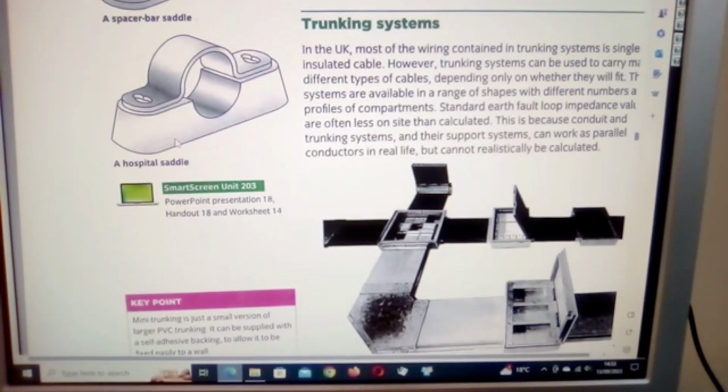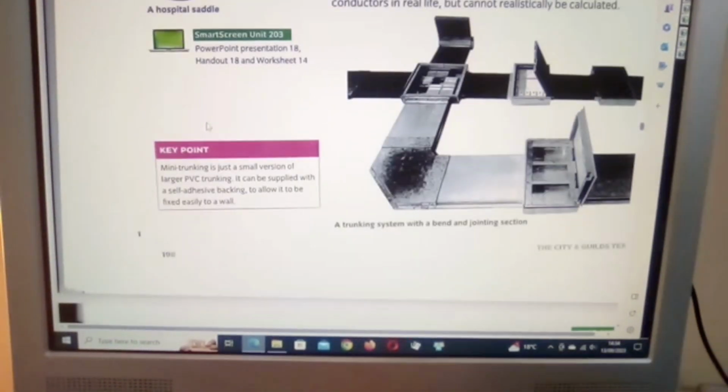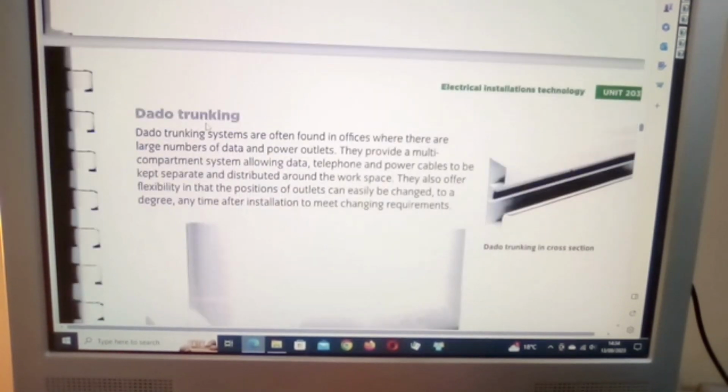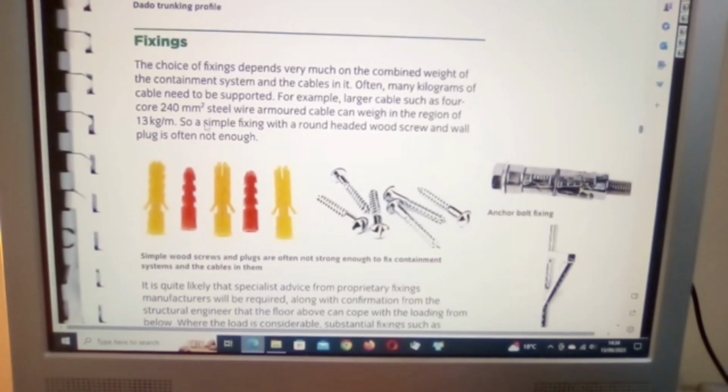Now here you have different types of saddles, okay, so bear in mind what you're looking at and be sure that you understand the concept of it, okay. Read the information, okay.